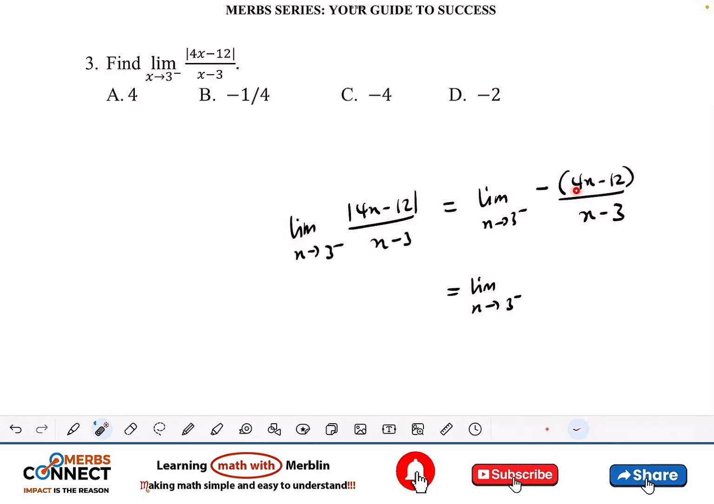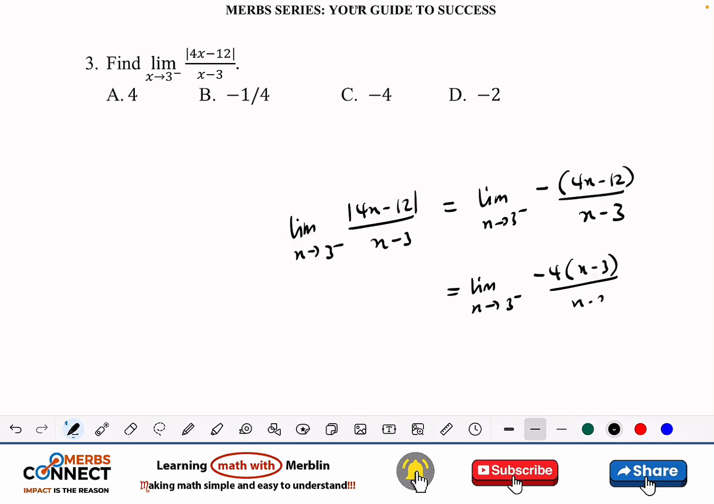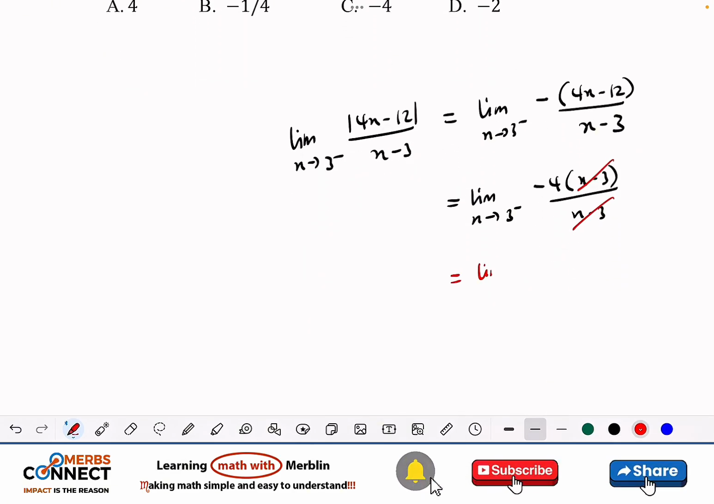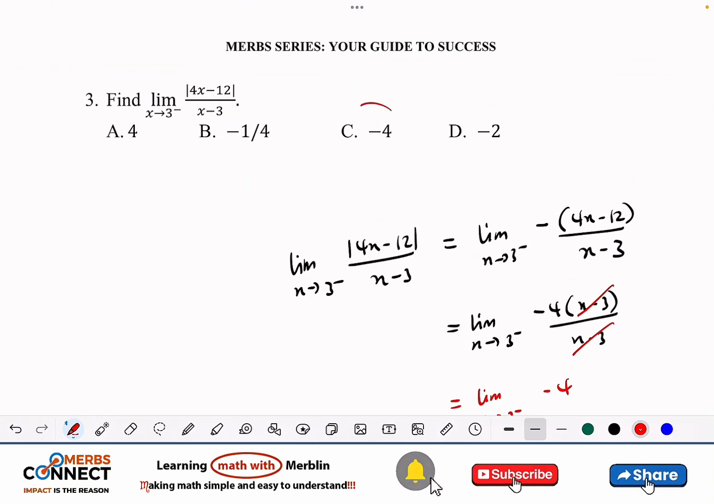So now I can factor 4 out from the top. So I'm going to have minus 4 times (x minus 3) divided by x minus 3. And the magic happens, this one will cancel. And then the limit as x approaching 3 from the negative side is just minus 4. Limit of a constant is still the constant. So this is going to give us minus 4.